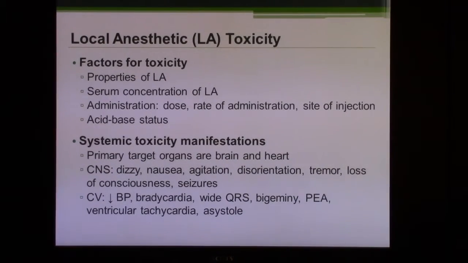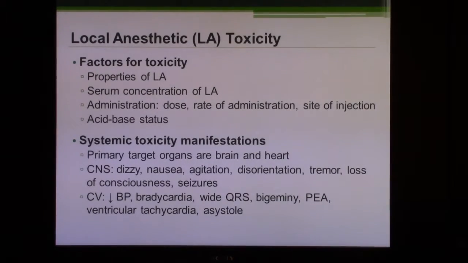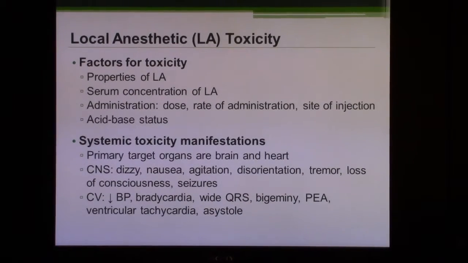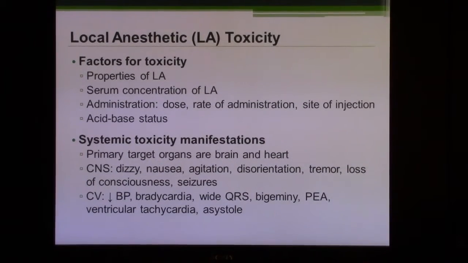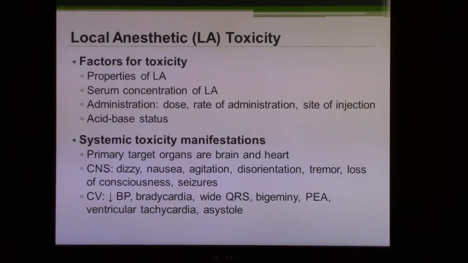Other properties of the local anesthetics include fat solubility, tissue protein binding, and then next is the serum concentration. How much is absorbed correlates with the level of toxicity, and thus the administration parameters such as the dose, the rate of administration, and the site of injection can play a role as well. The acid-base status of the patient also plays a factor, as acidosis can potentiate or amplify the effects of the toxicity.